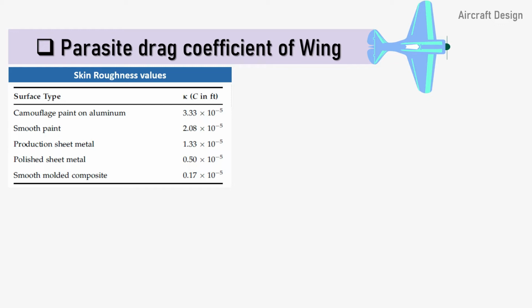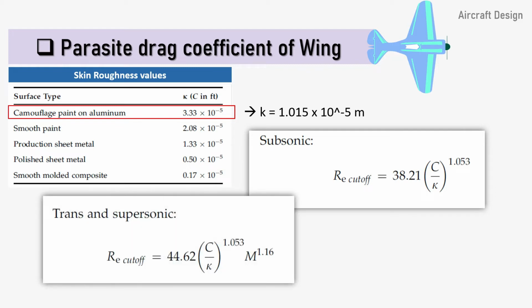In addition, we will consider one more factor, the skin roughness factor, because of the type of paint used on our design aircraft. Let's assume from the standard table, standard paint on aluminium, whose roughness factor is 1.015 times 10 power minus 5 meter. This factor is taken into account. The Reynolds number is then called the cut-off Reynolds number. This cut-off Reynolds number again depends on the type of flow field, whether the Mach number is less than 0.8 or greater than 0.8. Based on your design, whether it is transonic, supersonic or subsonic, you have to select the cut-off Reynolds number.